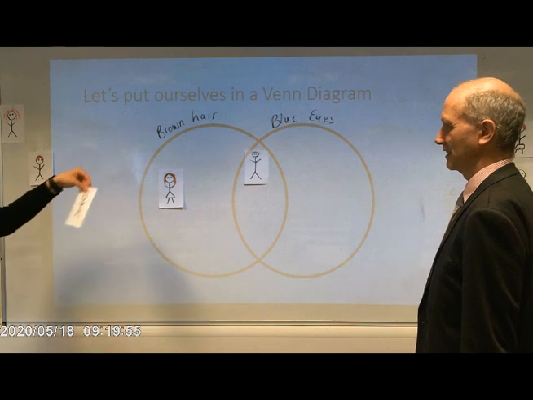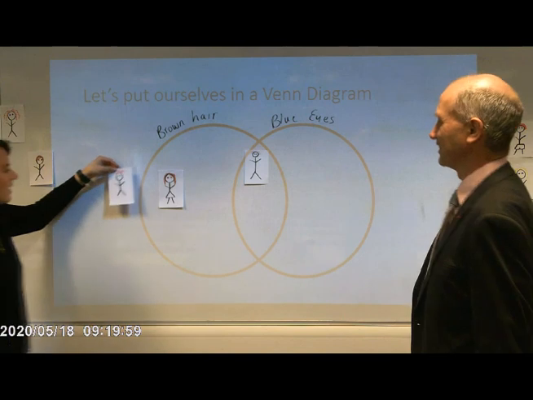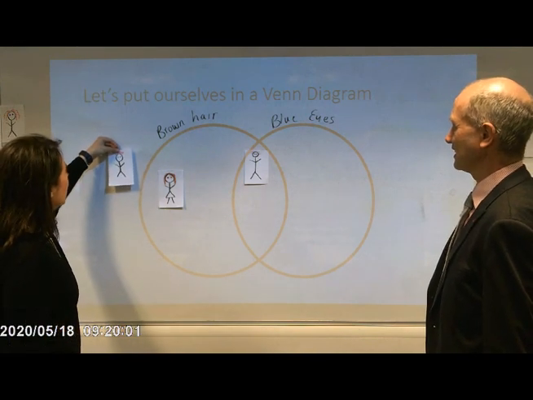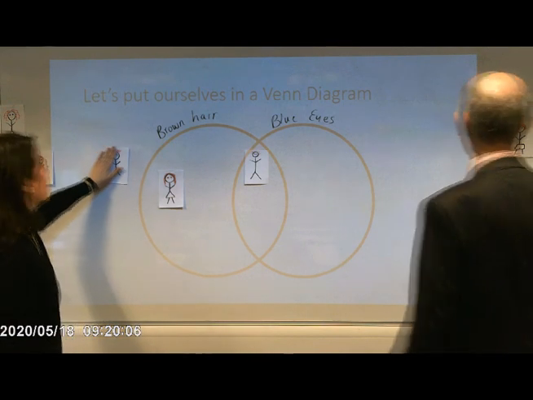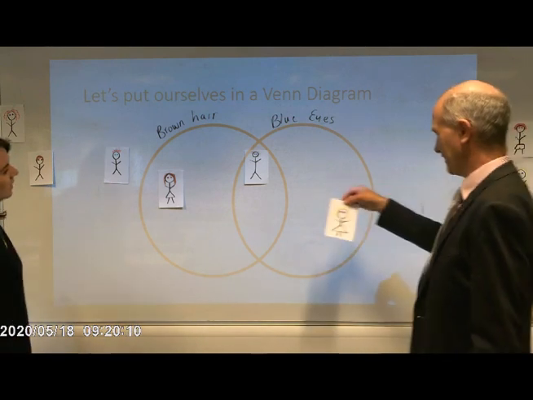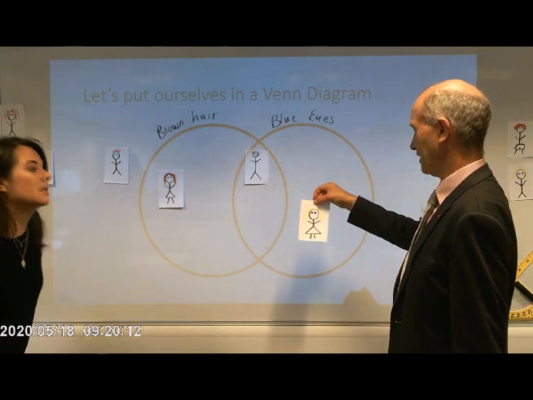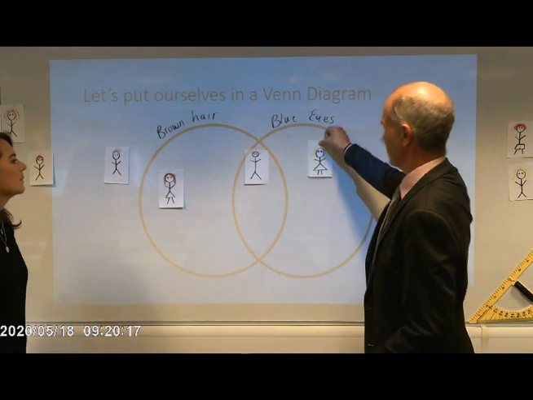Here I have Vanessa. Vanessa has red spiky hair and green eyes. She's out there, isn't she? She does not have either of those, so she is on the outside. I have Marcia. Marcia has blue eyes and blonde hair. So she goes in the blue eyes circle, but not in the brown hair. So Marcia goes there.